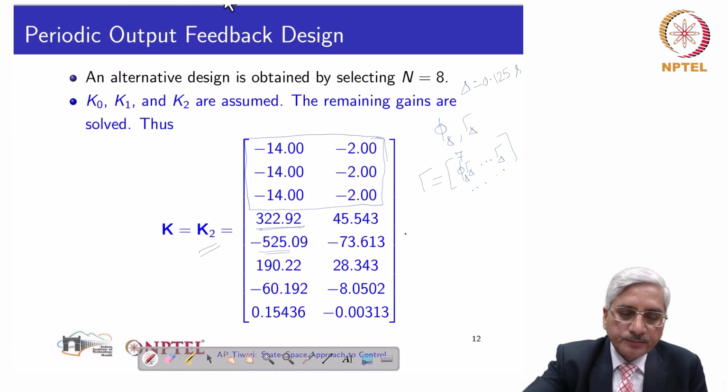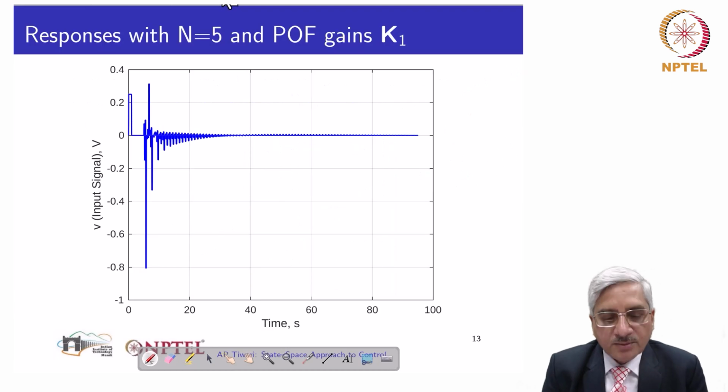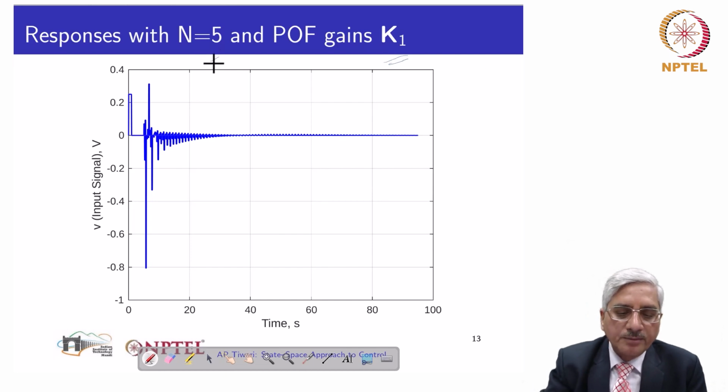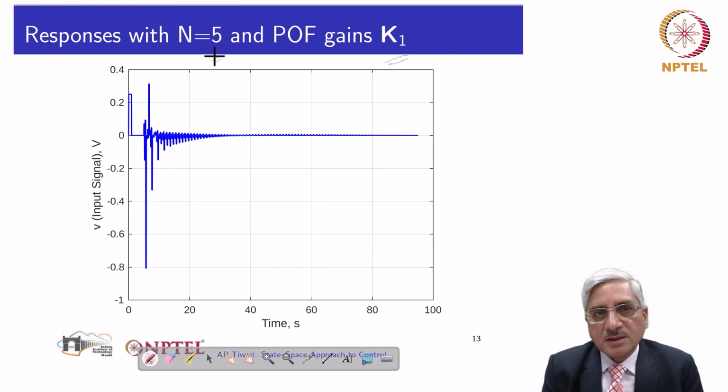Proceed ahead. We do the system simulation first for gain k1, in which we had n equal to 5. Controllability index is 5, so we selected n just equal to 5, and the corresponding periodic output feedback gain k is k1, and we simulate this.